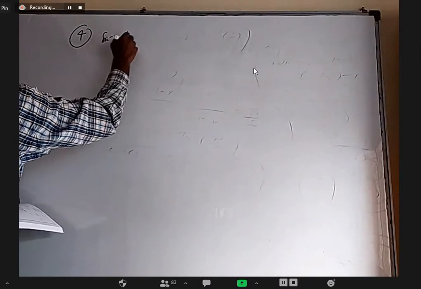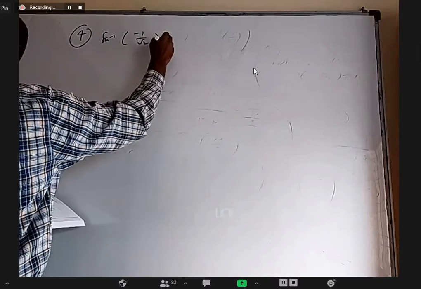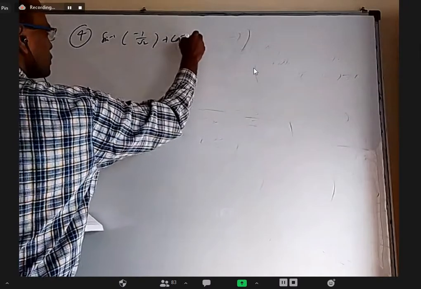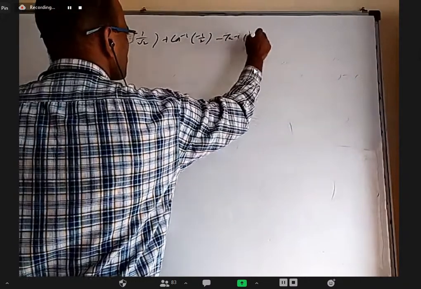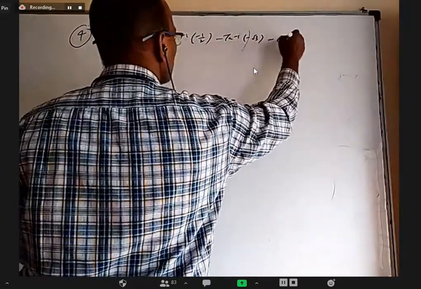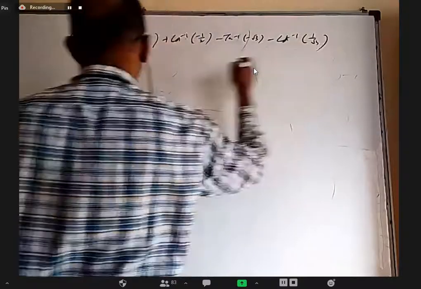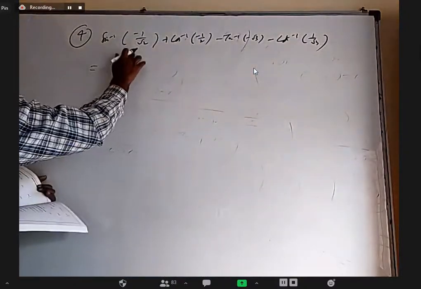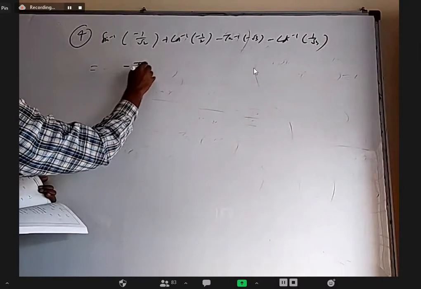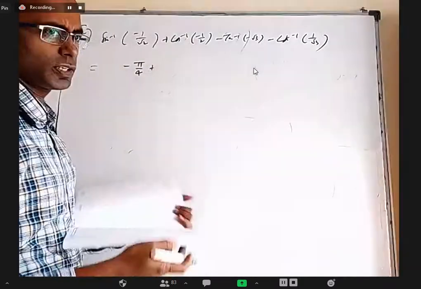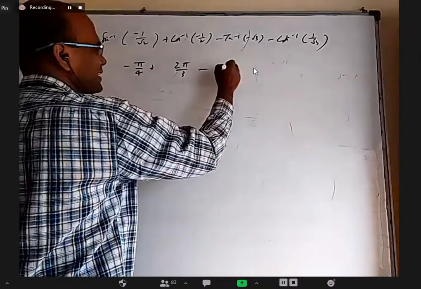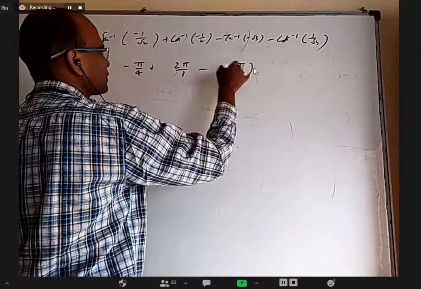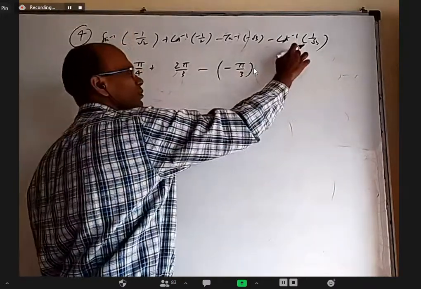Okay, so fourth question: sine inverse of minus 1 by root 2, plus cos inverse of minus 1 by 2, minus tan inverse of minus root 3, minus cot inverse of 1 by root 3. Based on principal value, this is minus 45 degrees or minus pi by 4. This is not minus 60, rather 120 or 2 pi by 3. This is minus 60, so minus pi by 3. This is 60.